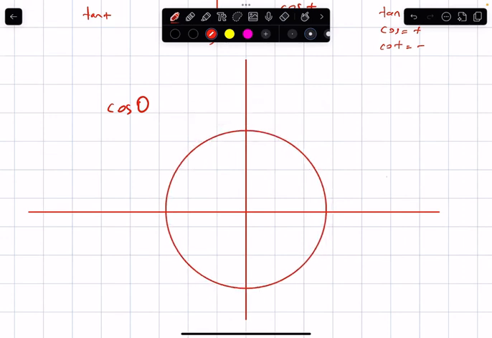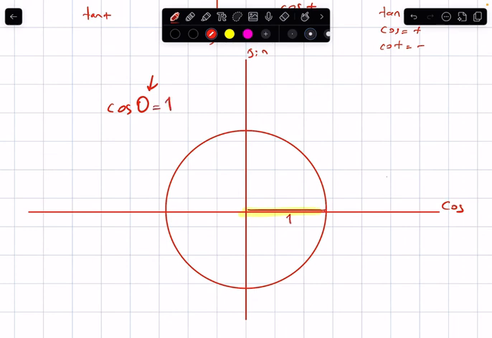Cosine 0. First, draw the degree. 0 degrees. Where is it? It's right here. 0 degrees, right? And then, what is it asking? Go to cosine. Okay, I'm going to cosine and I'm looking at the distance from the origin. 1. Cosine 0 is equal to 1.